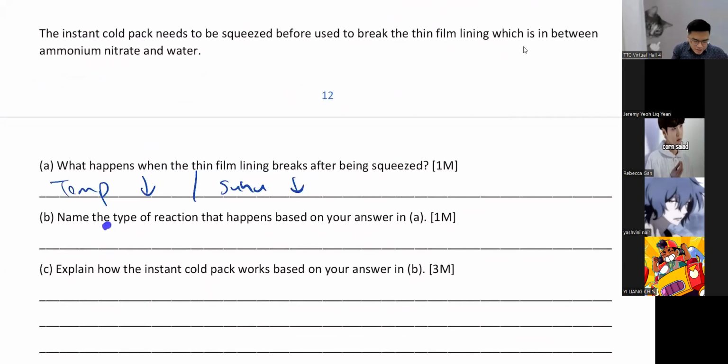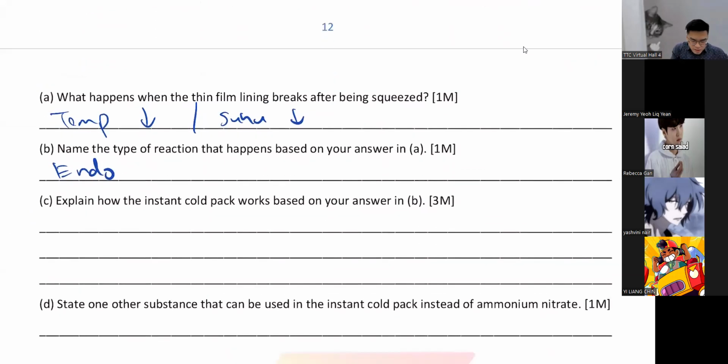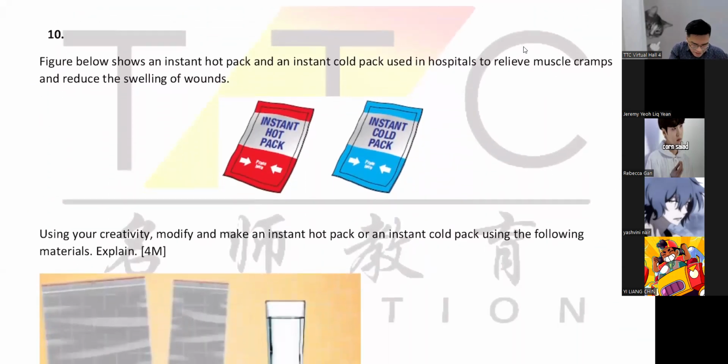What is the type of reaction? This is endo. It absorbs heat, so endo. How does the instant cold pack work based on your answer? Same thing. Endothermic, absorbs heat. You know what? Skip. All right, let's look at number 10.